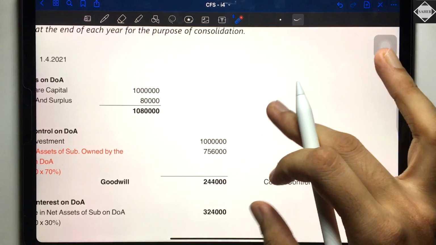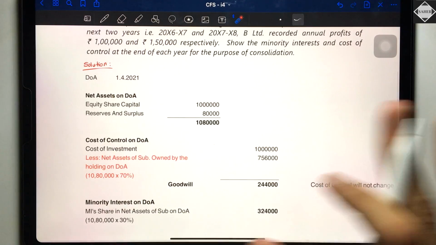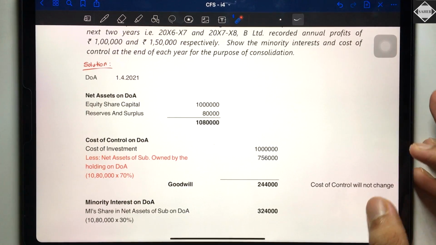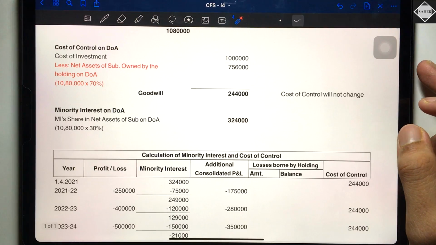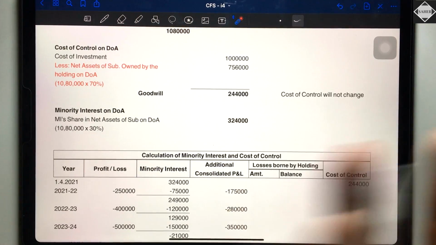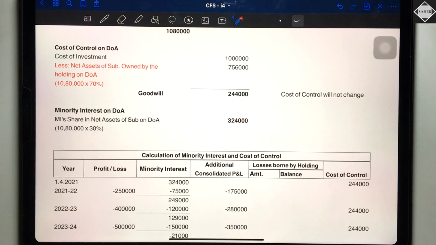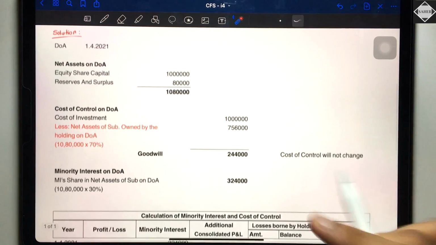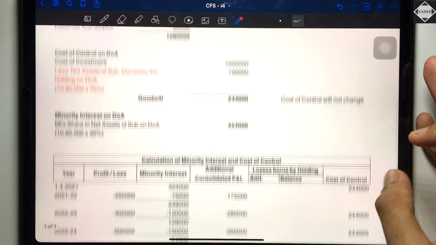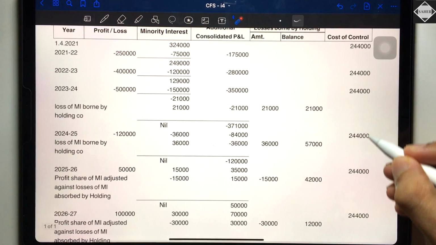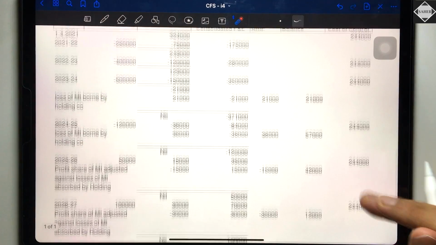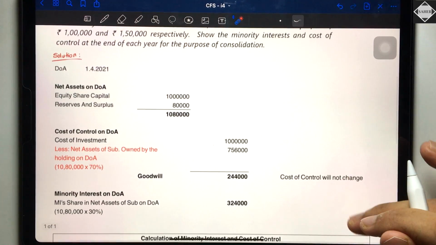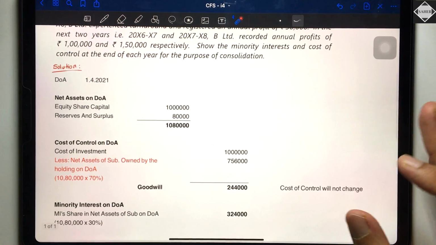Fine. Now, once you have done this much, you have to prepare this table to do the proper calculation of minority interest: how much loss is happening, how much loss will be borne and everything. Now, cost of control will not be calculated again. Once you have calculated 2,44,000, it will remain the same. Every year it's the same, 2,44,000, 2,44,000. It will not change. So many years have passed by, it's the same only. Let's understand how the minority interest thing will happen.